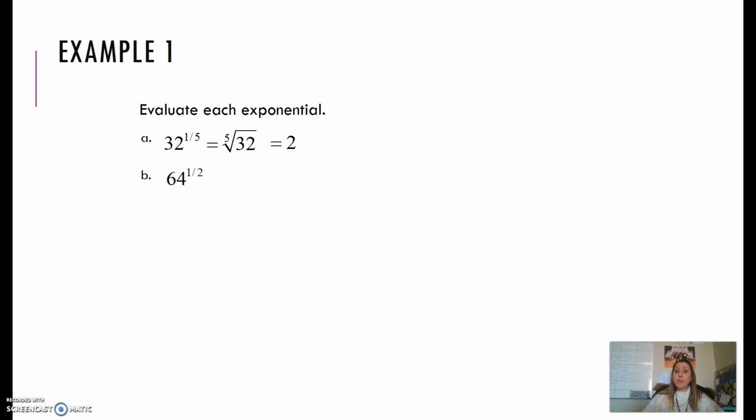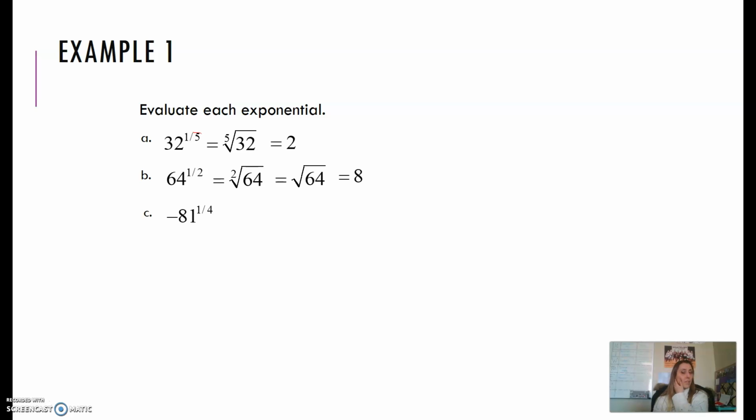So now how would I rewrite this? Again, my index is 2, so I'm going to take that and put that on the outside of my radical sign, and I'm going to find the square root of 64. So if you look, these numbers match. This one matches here and here, this matches here and here. So then I would rewrite it as square root of 64, and I get 8.